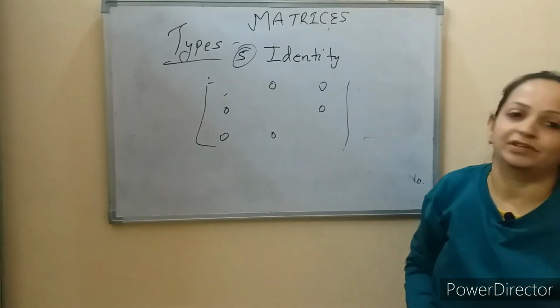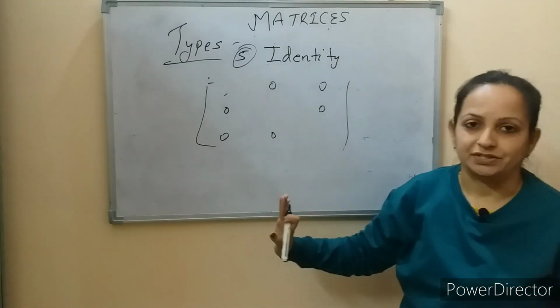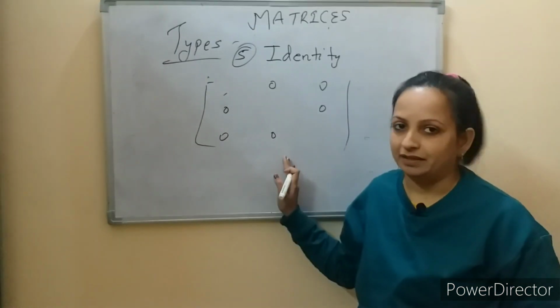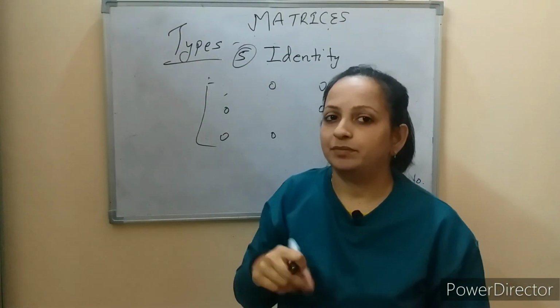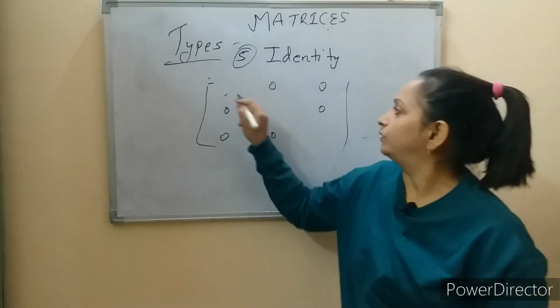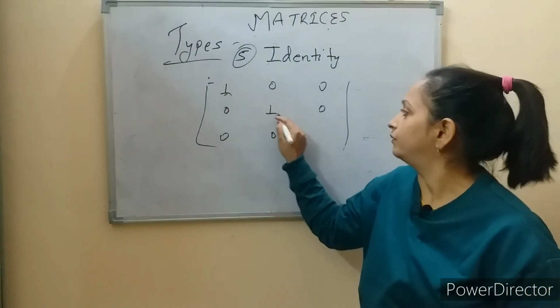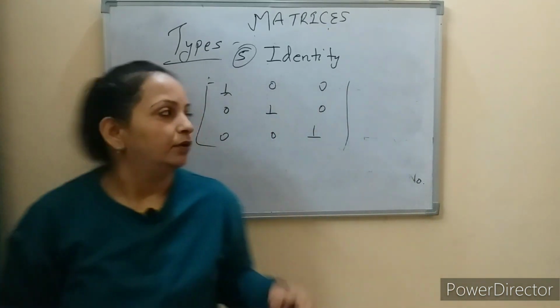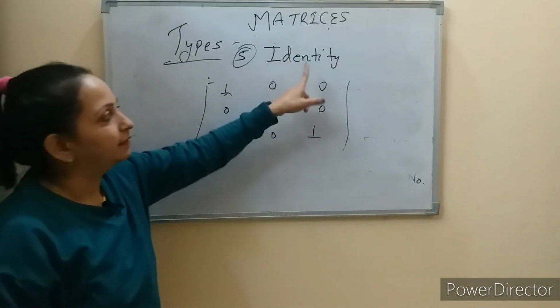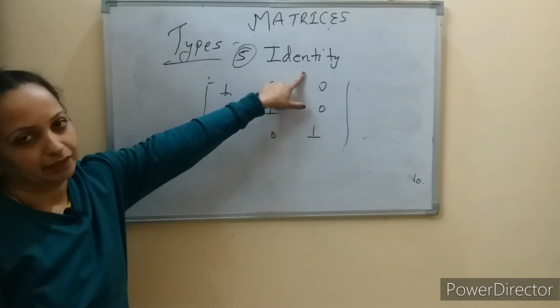One more condition we add in the same definition: in a square matrix, the elements at the diagonal position will be the same, but that element would be 1 only, not any other element, not 5, not 2, nothing, only 1. Then it is called an identity matrix.